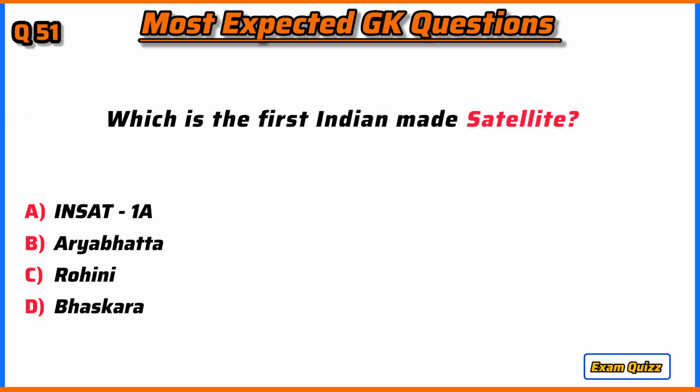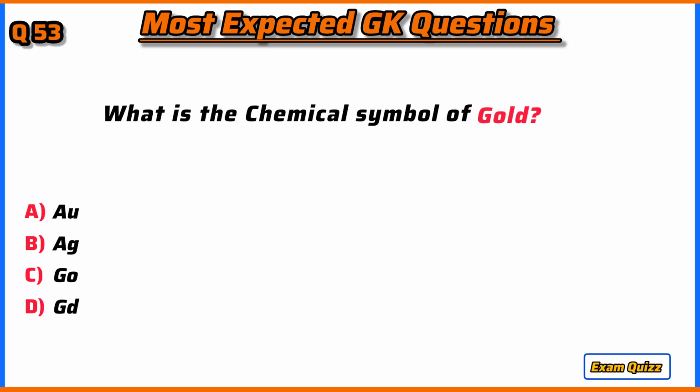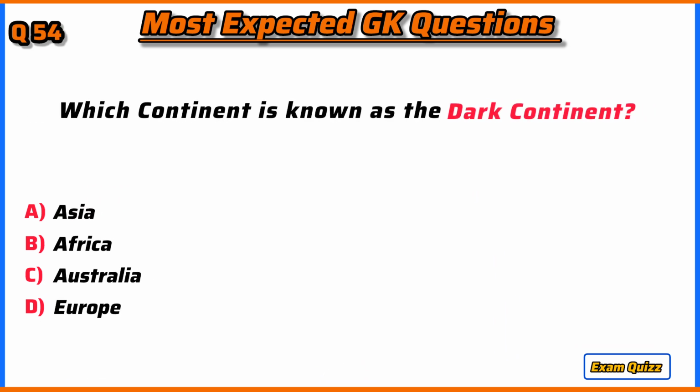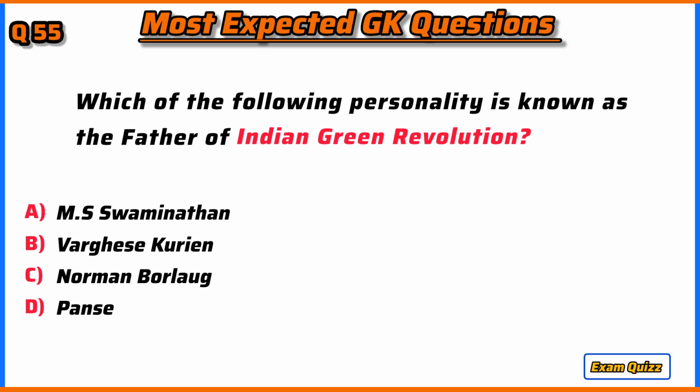Which is the first Indian-made satellite? When was Jana Gana Mana adopted as national anthem? What is the chemical symbol of gold? Which continent is known as dark continent? Which of the following personality is known as the father of Indian Green Revolution?